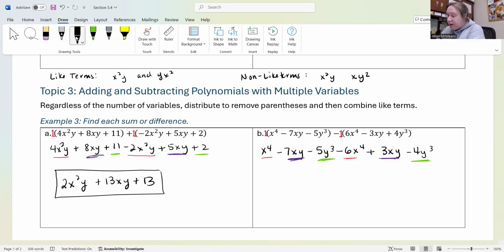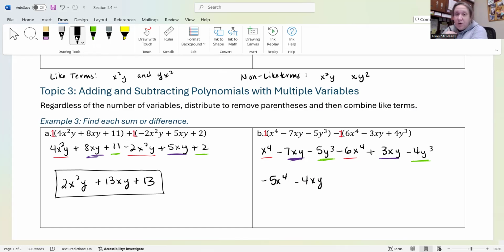So let's combine. Let's go ahead and start with x to the fourth. So 1x to the fourth minus 6x to the fourth is just 1 minus 6, which is negative 5, x to the fourth. Okay, next up, let's do our xy terms. So negative 7xy plus 3xy. Well, that's negative 7 plus 3, which is negative 4xy.